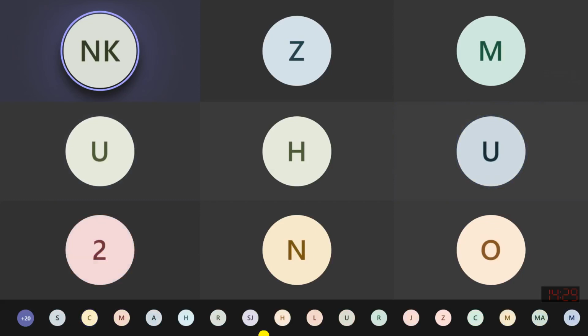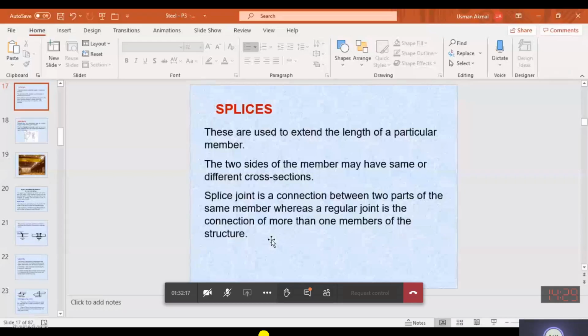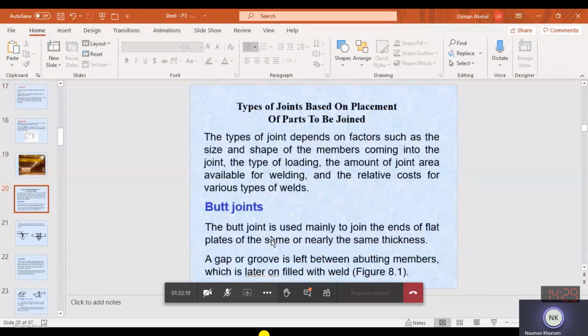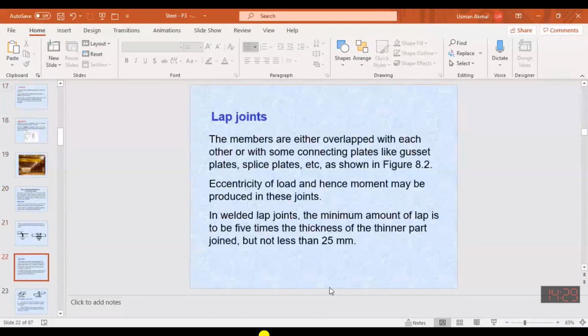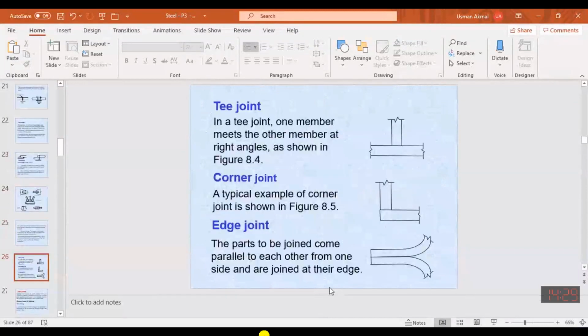So I will restart the lecture and also start the recording. First let me know, can you see the slides, gentlemen, students, CR? Yes, sir. Okay, it's fine now. So I have to start from here, welding.